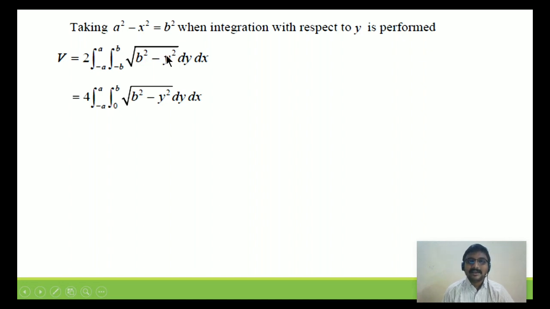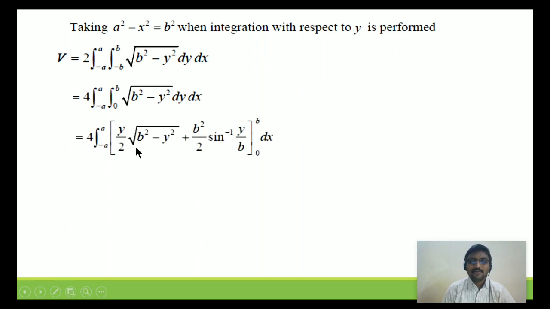In case the integrand is an even function, the limits can be written as 2 times the integral from 0 to the upper limit, that is b. So 0 to b. Now we will use the formula: y by 2 root of b square minus y square plus b square by 2 sine inverse of y by b. But what are the limits here? 0 to b.